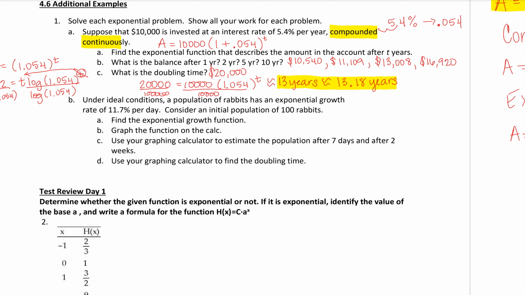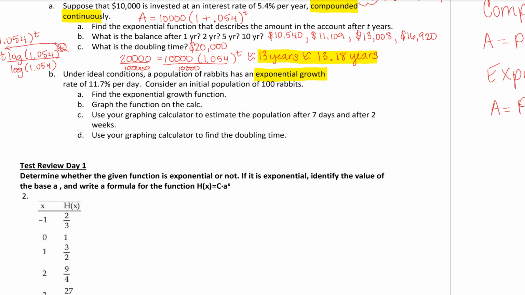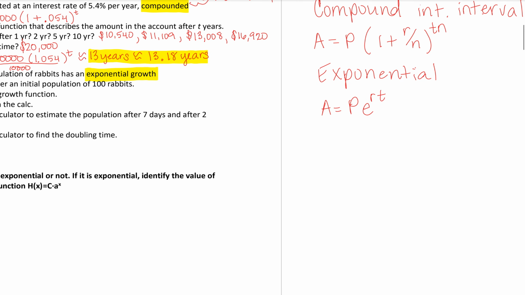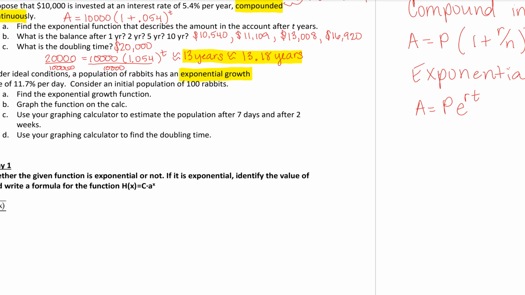Now looking at B, it says, under ideal conditions, a population of rabbits has an exponential growth, key term there, rate of 11.7% per day. Consider an initial population of 100 rabbits. They want us to first find the exponential growth function. Well, that's really simple. Exponential growth function, I have A equals PERT. So I have to fill it in.